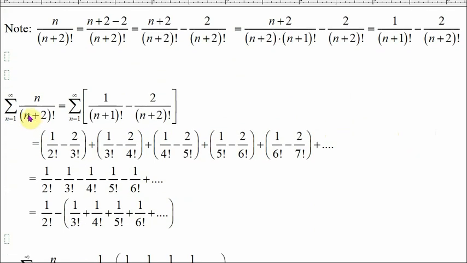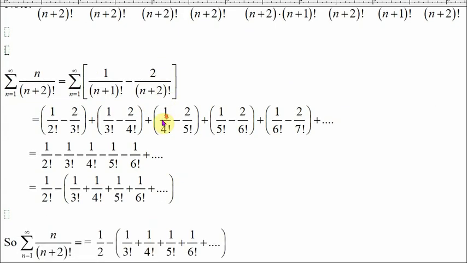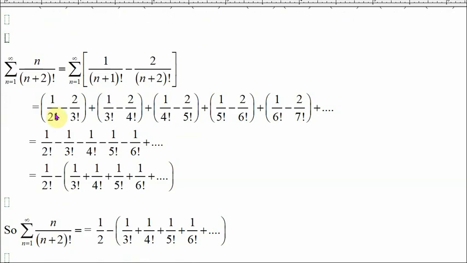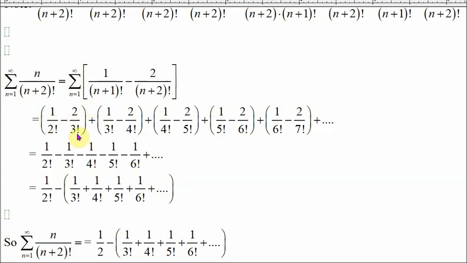And so now we can rewrite the original series with n over (n plus 2) factorial as the series with 1 over (n plus 1) factorial minus 2 over (n plus 2) factorial. When n is 1, we get 1 over 2 factorial minus 2 over 3 factorial. When n is 2, we get 1 over 3 factorial minus 2 over 4 factorial, and then plus 1 over 4 factorial minus 2 over 5 factorial, and so on.